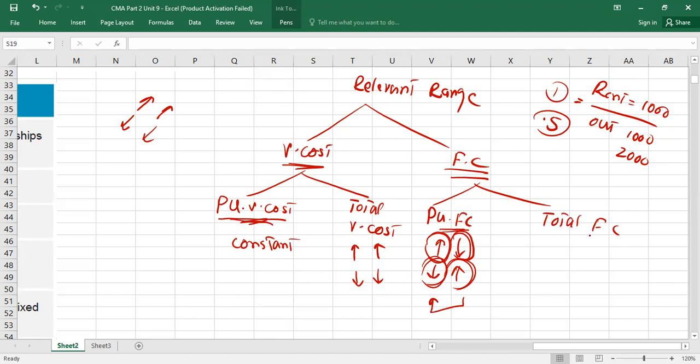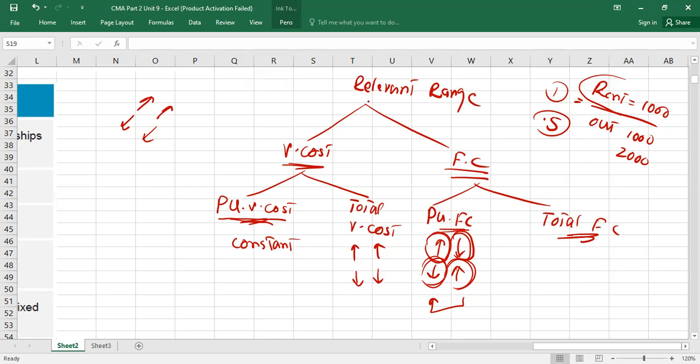And what about total fixed cost? Even if you produce more units or fewer units, your rent for the factory space is not going to change, but this rent is going to be constant only for a short time period, maybe one year. After one year, maybe the rent will increase, right? So then what is the concept of relevant range? Now I'm going to tell you.